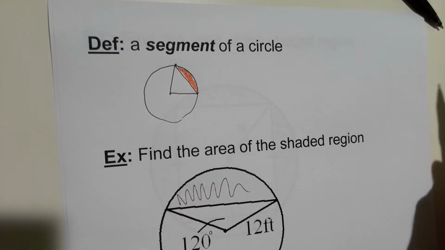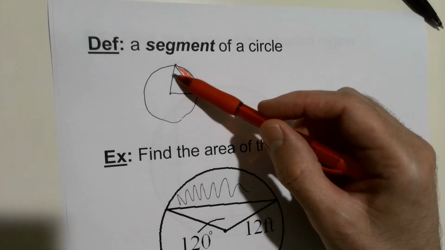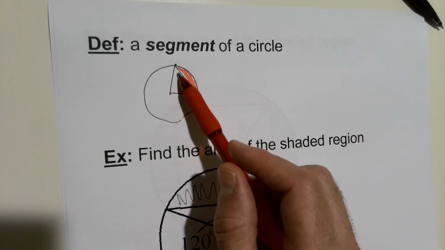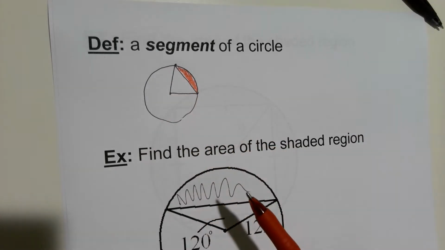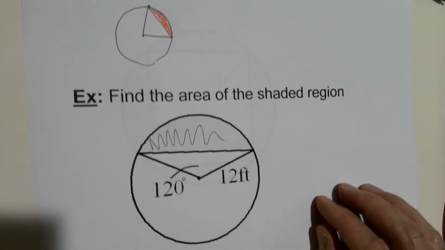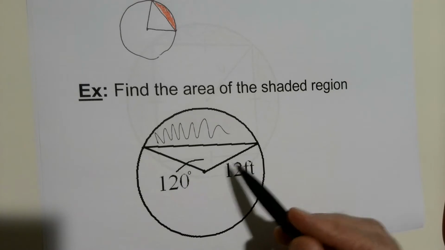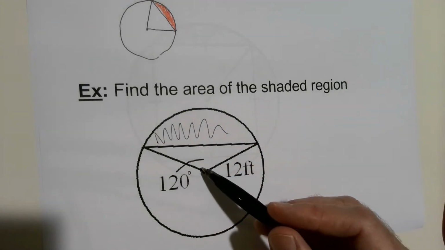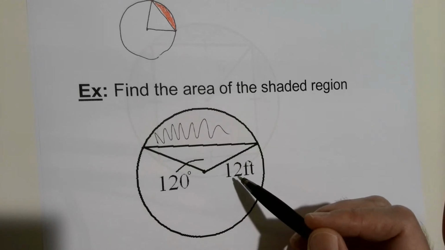The way we're going to do that is we're just going to take the area of an entire sector, and then we're going to cut off the area of that triangle. And once we cut off the area of that triangle, that's going to give us the area we're looking for. So here's one example right here. I've got this circular sector with a central angle of 120 and a radius of 12.